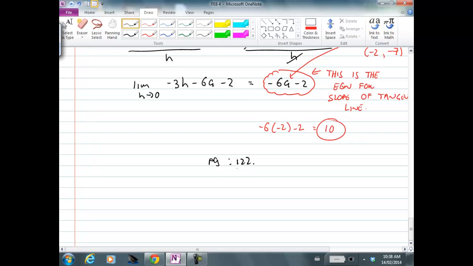Page 122, numbers 5, 6, 7, 8, 9, and 11. There are going to be a lot of heavy-duty formulas.